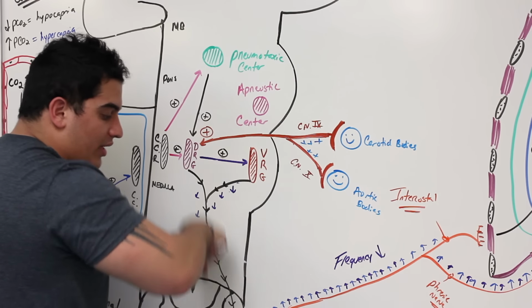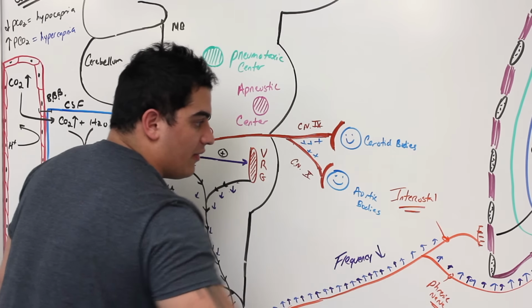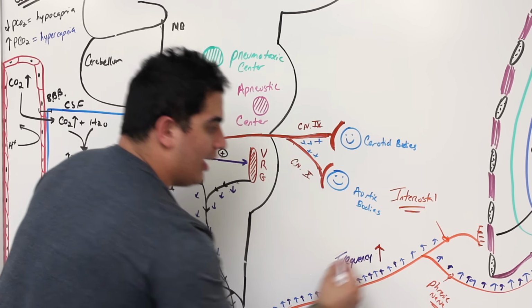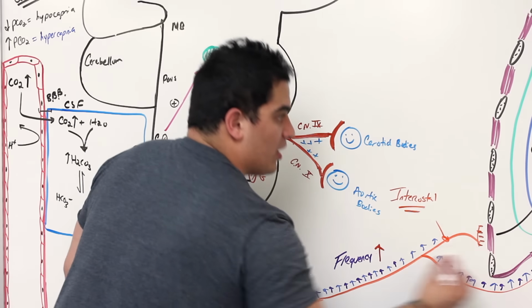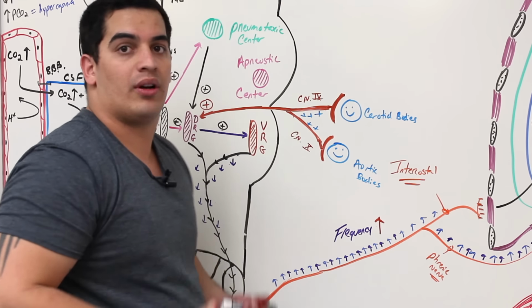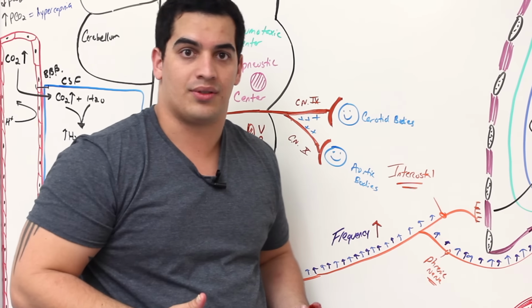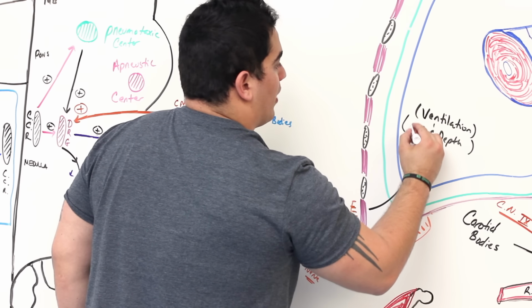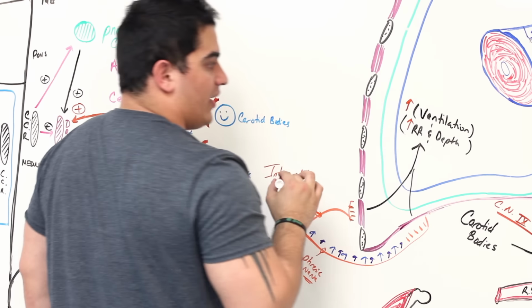If the pathway going downwards increases, what happens to the frequency of the action potentials coming out to the phrenic nerve and the intercostal nerves? That's going to increase. If that increases, what is that going to do then? It's going to cause more frequent contractions of the diaphragm and the external intercostals. What's that going to do? Increase the respiration rate and the respiration depth. In other words, you're increasing the ventilation.